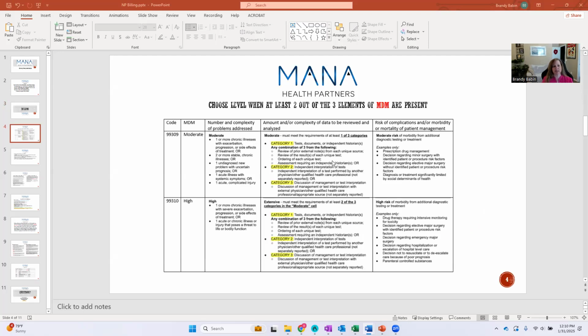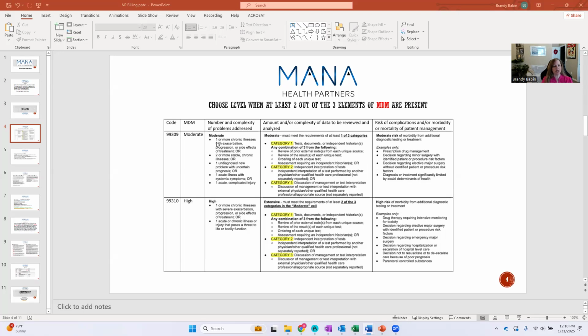So this slide discusses medical decision making. Should you decide to use medical decision making while you're doing your documentation, you're going to meet the criteria of either a 99309 or a 99310. We'll go through the 99309 first. It's a moderate degree of medical decision making, and it has to meet 2 out of the 3 elements. So here's 1, here's 2, and the risk of complications is the 3rd. So 2 out of the 3.